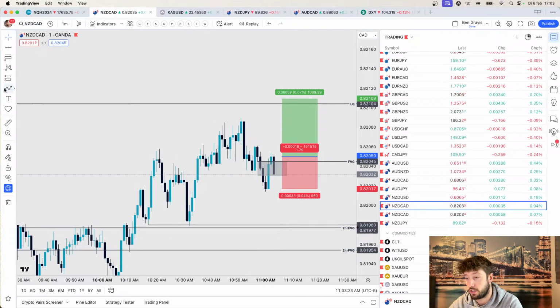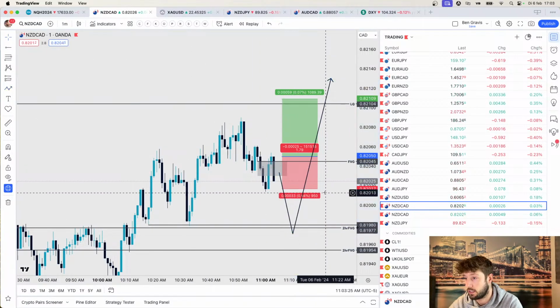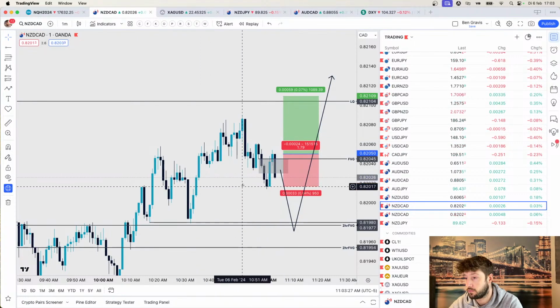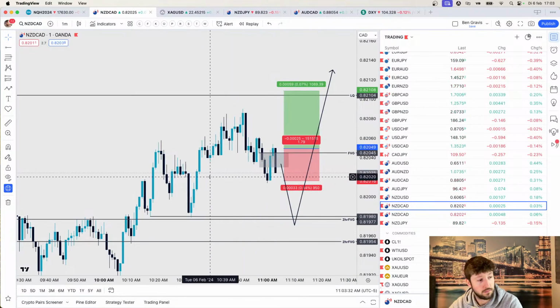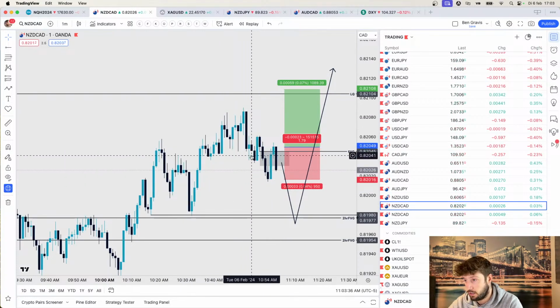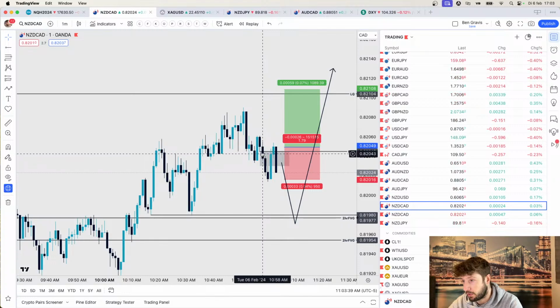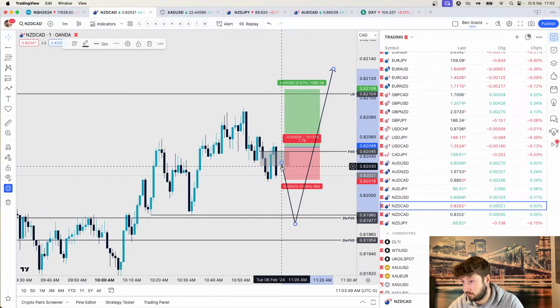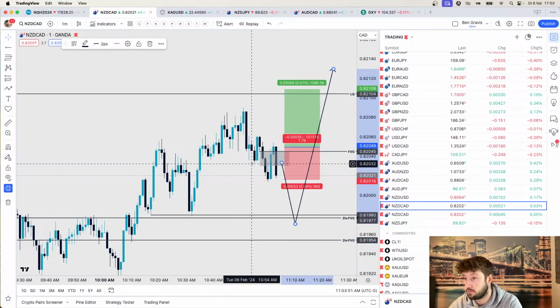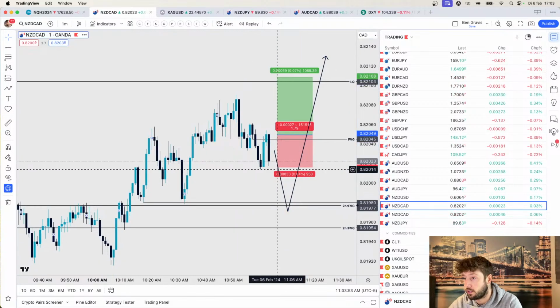Though it would be better to grab liquidity here and then move like this, which is probably more likely if you see it right now. So the reason it doesn't work is because you have a gap here and a gap here, so you have two gaps. But I will be looking for a new setup lower around here.